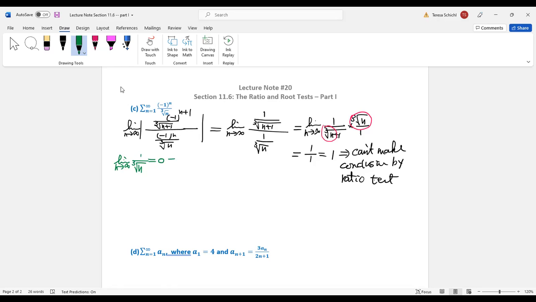So if this limit is 0, then I know the series from n equals 1 to infinity of negative 1 to the n over the cube root of n is convergent. Why? By the alternating series test.